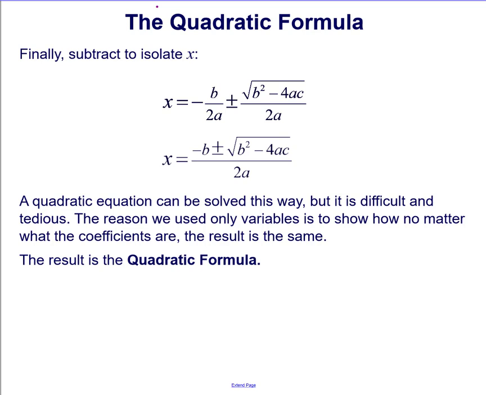So they both have a common denominator of 2a. So I can combine these to get minus b plus or minus the square root of b squared minus 4ac all over 2a. A quadratic equation can be solved this way, but it is difficult and tedious. The reason we only use the variables is to show that no matter what the coefficients are, the results are going to be the same.